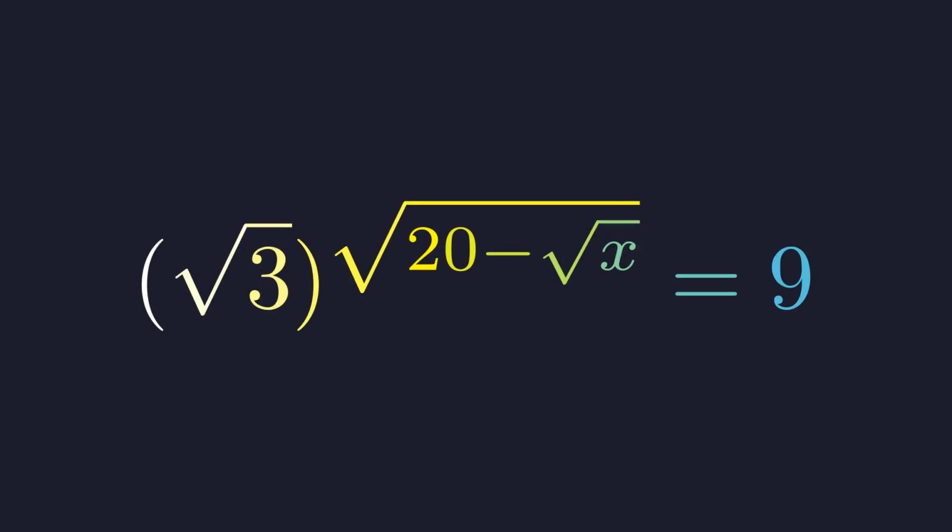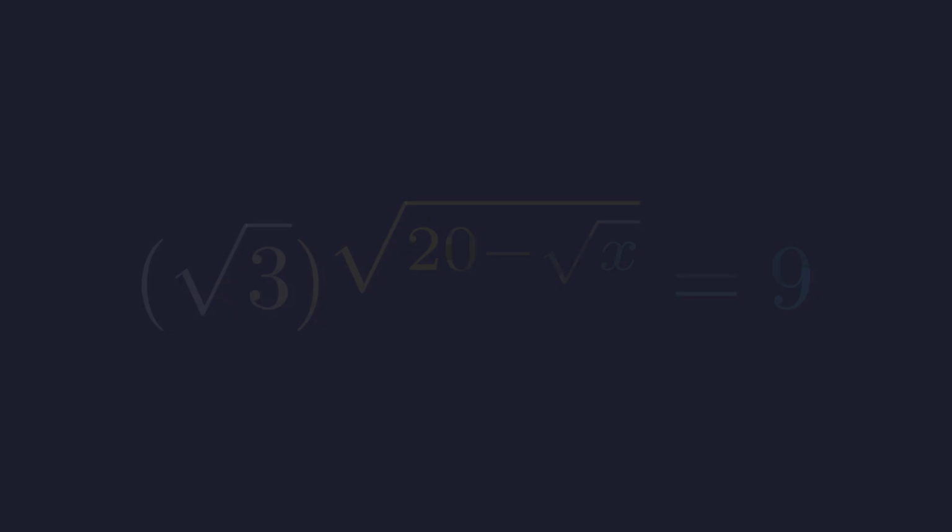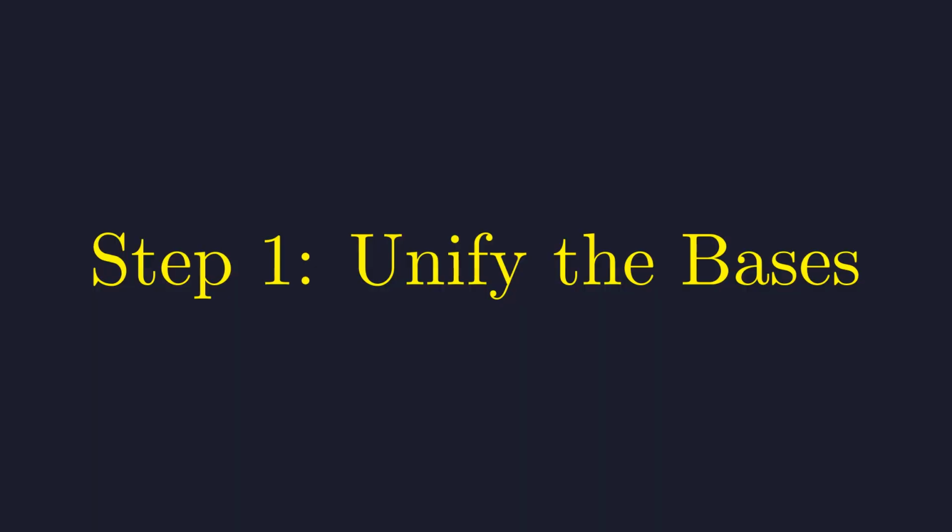This problem looks intimidating with its nested square roots and exponents, but we are going to unravel it step by step. The key lies in finding a common language for both sides of the equation. Our first goal is to rewrite both sides of the equation using the same base number. This will allow us to compare them directly.